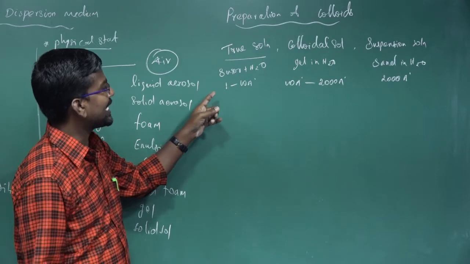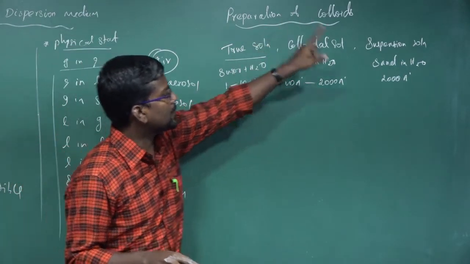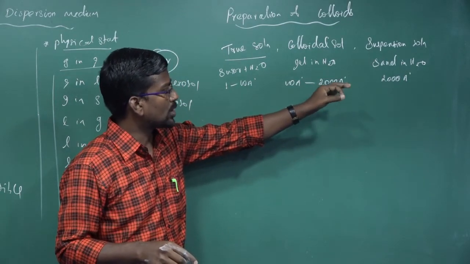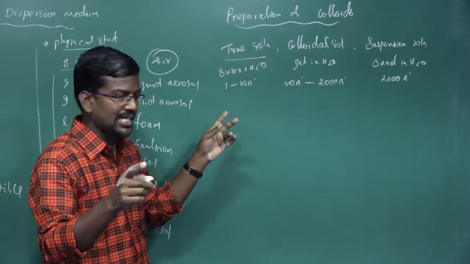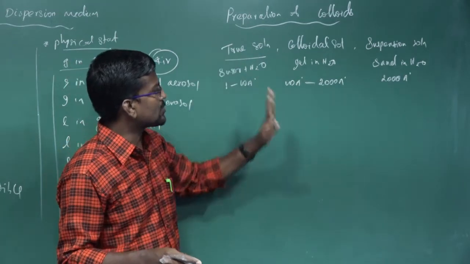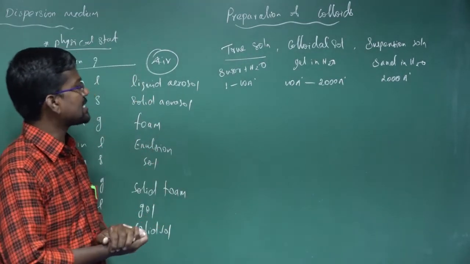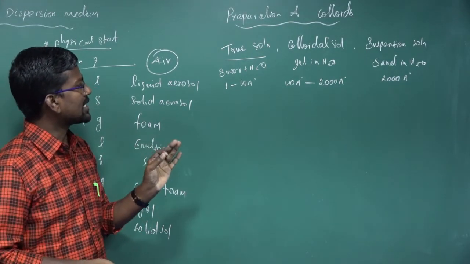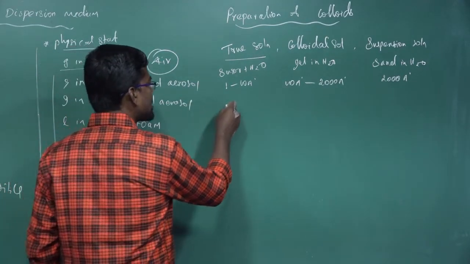So a true solution contains dispersed particles with a diameter of 1 to 10 Angstrom. A suspended solution contains dispersed particles with a diameter of more than 2000 Angstrom. A colloidal solution contains dispersed particles whose size is in between the true solution and the suspended solution. Comparing the three, a true solution contains dispersed particles that are very, very small.